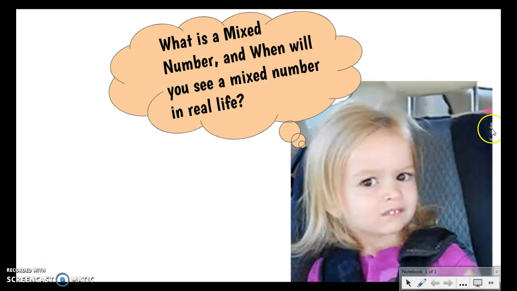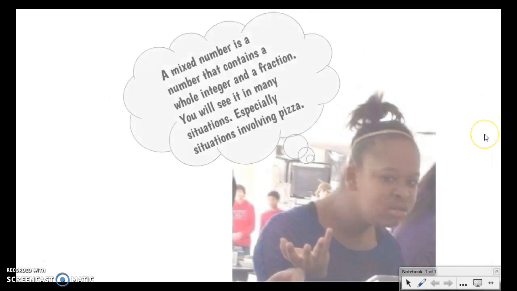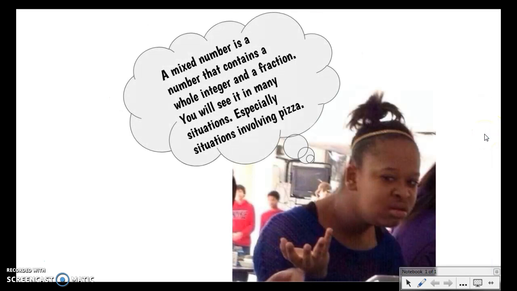Well, some of you already know this, and this is the kind of face that you make. A mixed number is a number that contains a whole integer and a fraction. You will see it in many situations, especially situations involving pizza. We know that Miss Kennedy loves talking about pizza and portions of pizzas and how many pizzas you have, so we will probably hear a lot about that today.